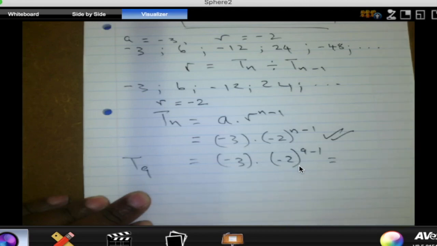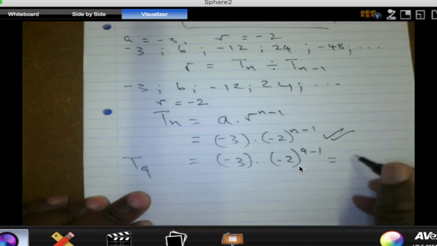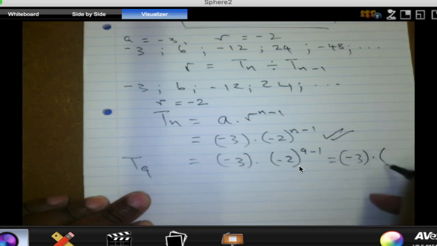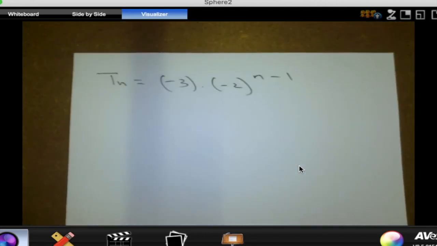And you can work that one out. I think you will need your calculator there. Otherwise, I'll just leave it as it is now. It's negative 3 multiplied by negative 2 to the power of 8. Okay, that's fine. Leave it there. Remember, this is the general term.